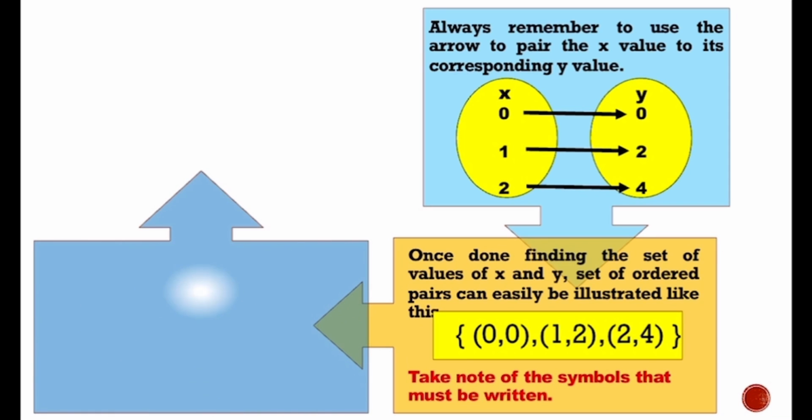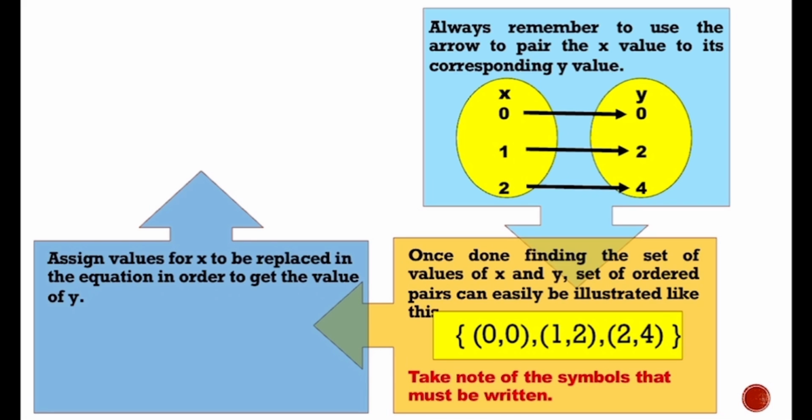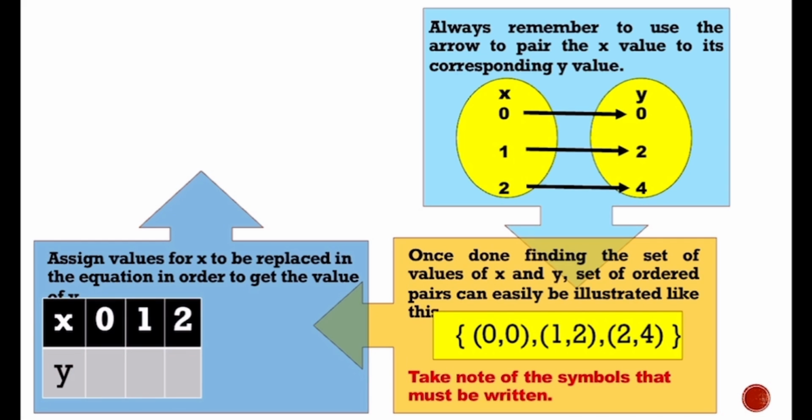Next, let's assign the values for x to be replaced in the equation in order to get the value of y. So we're going to use a table of values. Our values for x are 0, 1, and 2, and we're going to substitute that in our given equation, which is y equals 2x. If we substitute the value of x to 0, we have y equals 2 times 0 equals 0. So therefore, the value of y is 0.